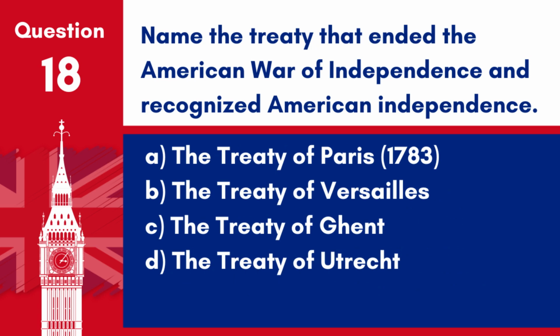Question 18. Name the treaty that ended the American War of Independence and recognized American independence. A. The Treaty of Paris, 1783. B. The Treaty of Versailles. C. The Treaty of Ghent. D. The Treaty of Utrecht.